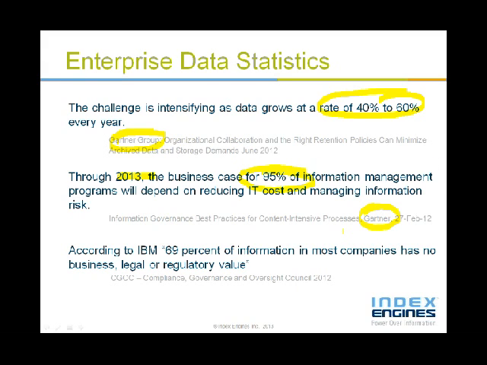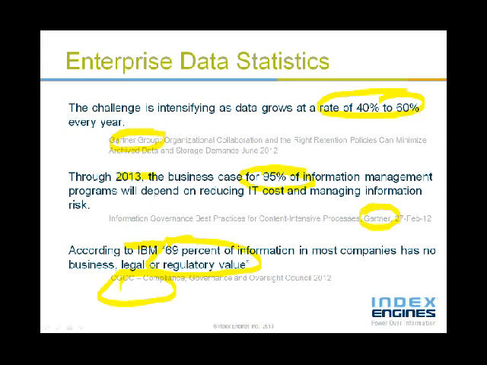So I think the struggles that you're facing every day are that data is growing exponentially and IT budgets are being cut. I don't know if everybody's familiar with the CGOC, the Compliance, Governance, and Oversight Council, but they're stating, and this has been endorsed by IBM, that approximately 69%, which is a huge number, of information in most companies has no business, legal, or regulatory value.